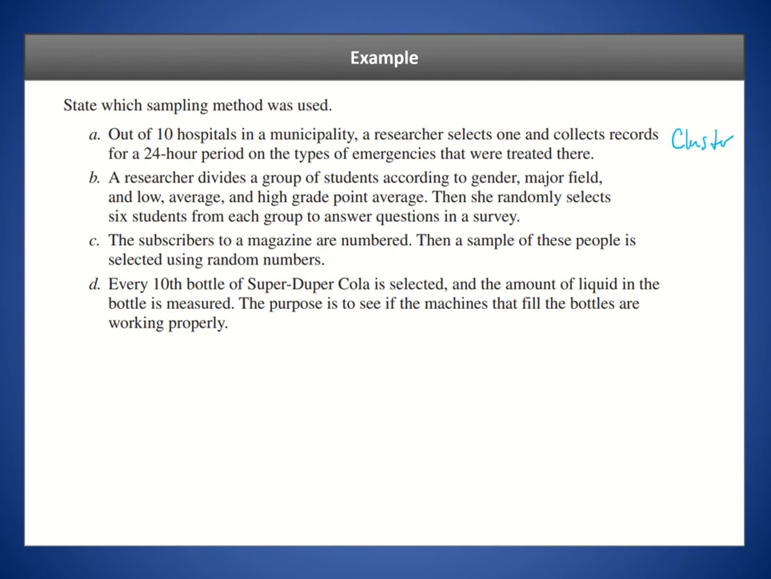And then the second one, we're dividing a group of students according to gender, major field, low, average, or high grade point average. So these are groups. And then you randomly select 6 students from each group. So you're selecting from every single group, that's stratified, right? So every single group is being selected, but only some of the people are being selected in each group. And then subscribers to a magazine are numbered. The sample of these people is selected using random numbers. So subscribers to a magazine, they each have a number, and then you can randomly generate the number. So that's simple random sampling. And then every 10th bottle of Super Duper Cola is selected, and the amount of liquid in the bottle is measured. So every 10th bottle, that's systematic.